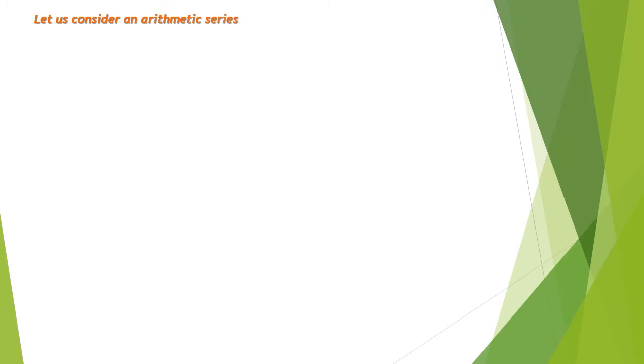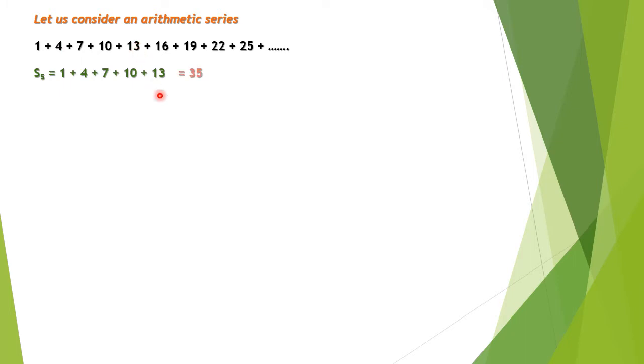Let's consider an arithmetic series. Now this is an arithmetic series because the gap between two consecutive numbers is constant throughout the series. You can see the gap between 1 and 4 is 3, 4 and 7 is 3, 7 and 10 is 3. So it is an arithmetic series. Now let's find the sum of the first 5 numbers. First 5 numbers means 1, 4, 7, 10, 13. You can easily find the sum, that is 35.